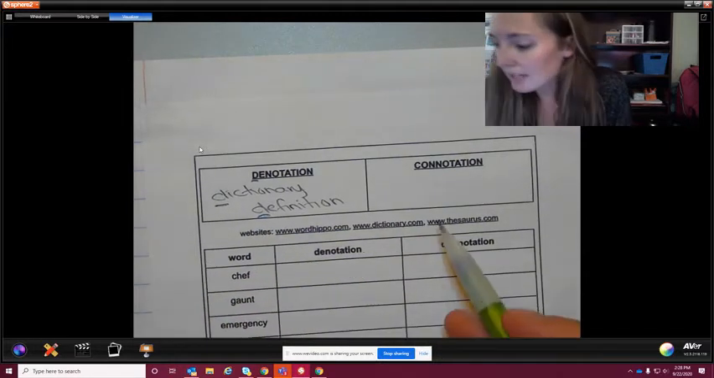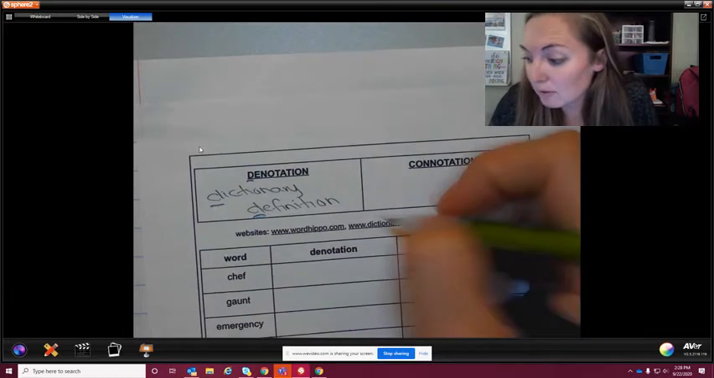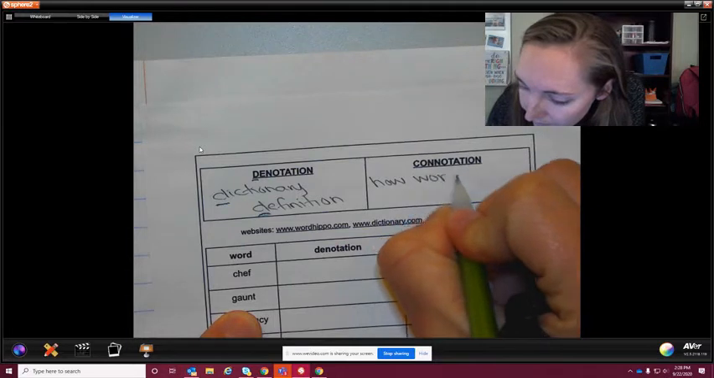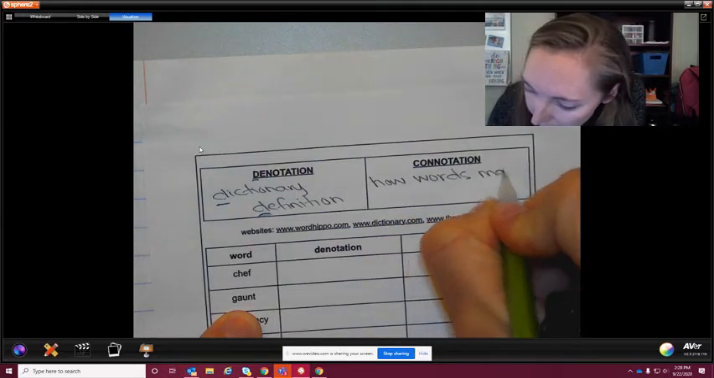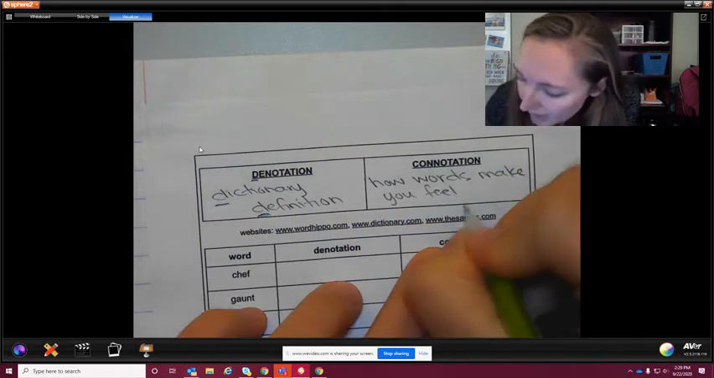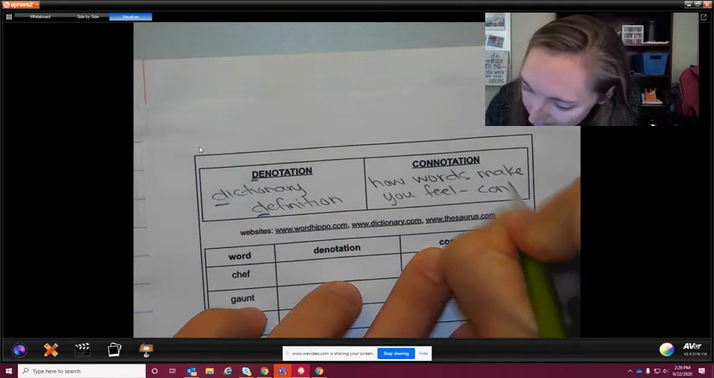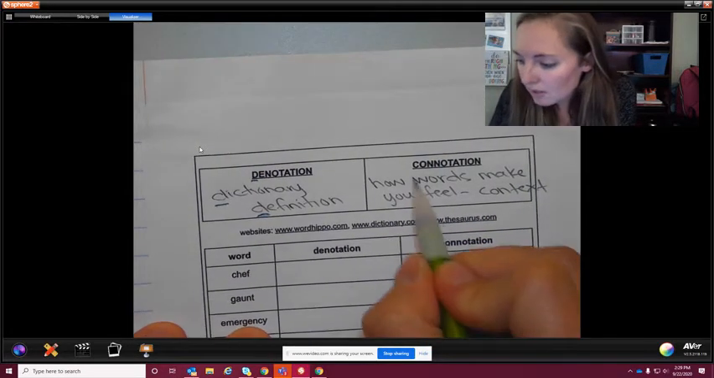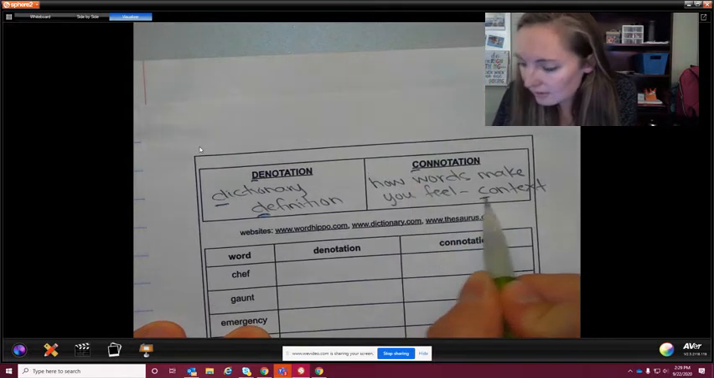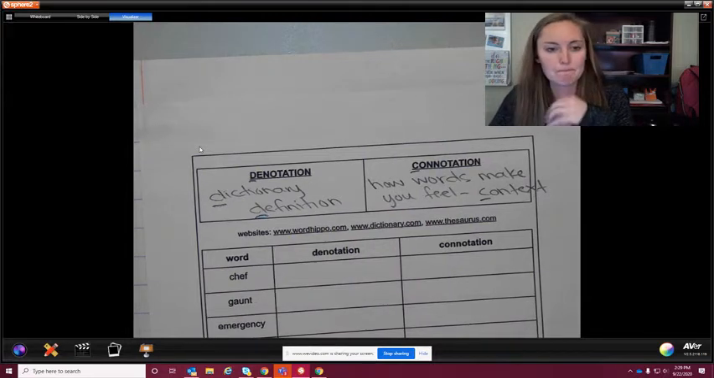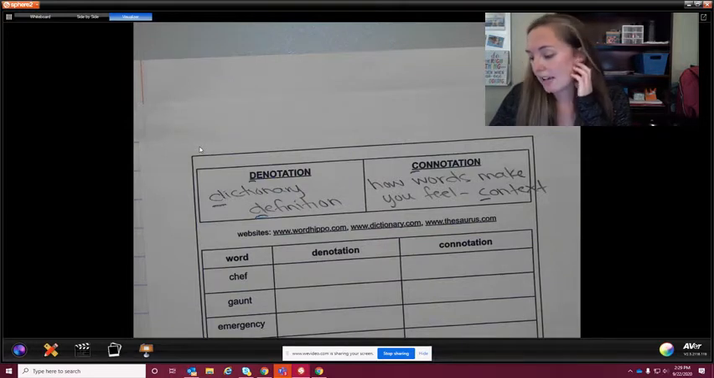Okay, connotation. Connotation is how words make you feel. So I'm just going to write that. And then I'm going to add one word to this, and it's the whole context. The context is really how it's being used. So C and C, connotation for the context. Depending upon how the word is used, could depend on how it makes you feel as a reader.